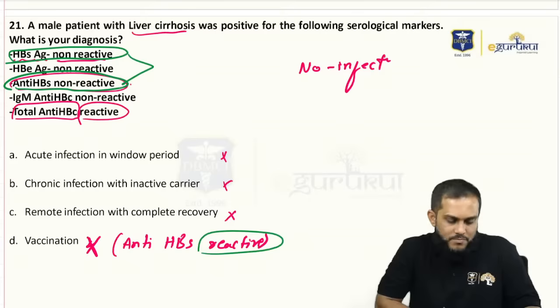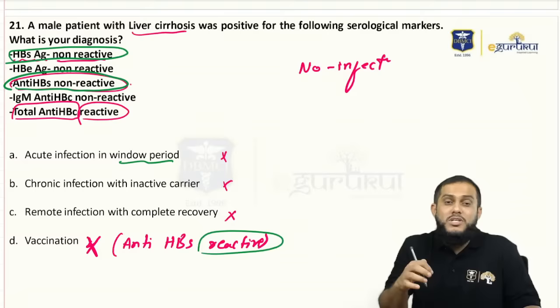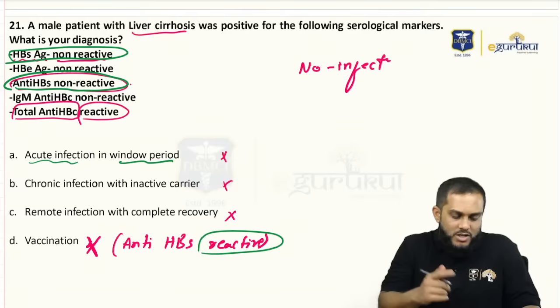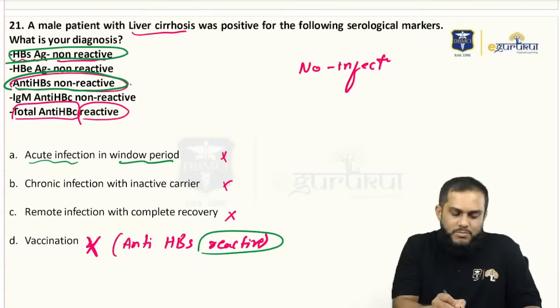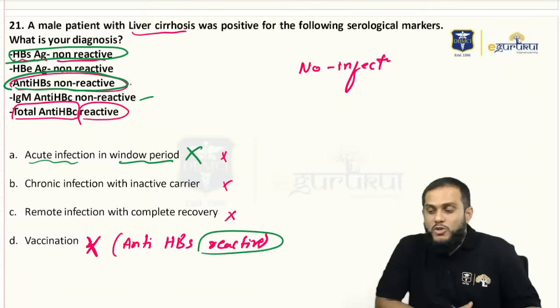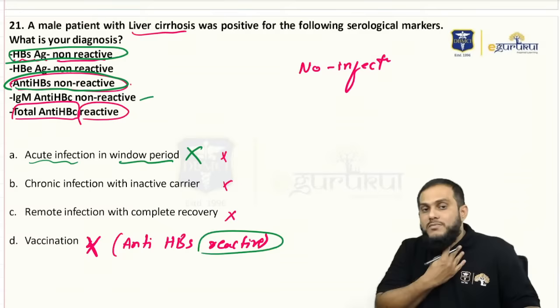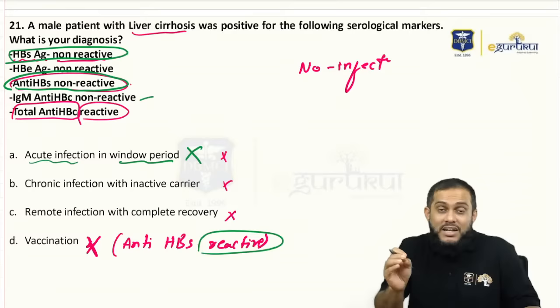That is the definition of window period. That means you are going in favor of window period. But they say acute infection within window period. In acute infection, IgM should be there, but they say IgM anti-HBc is non-reactive. That's why this is ruled out. Why window period is ruled out is because they say acute infection in window period. Acute infection means you have to see IgM anti-HBc. And you know that in window period, you see anti-HBc and anti-HBe. Right, HBsAg is not there, anti-HBs is not there, but what is there? Remaining two antibodies should be there.